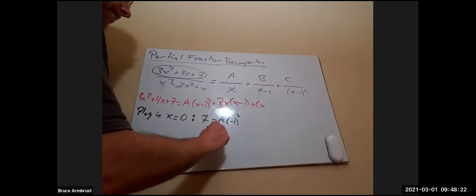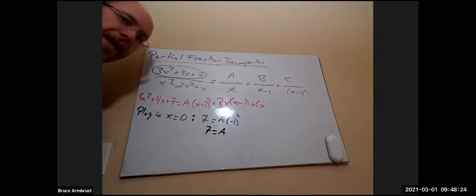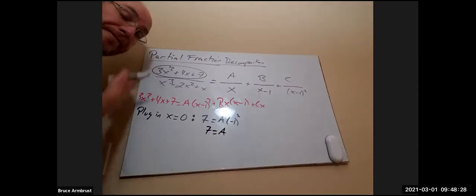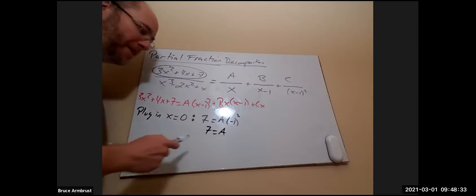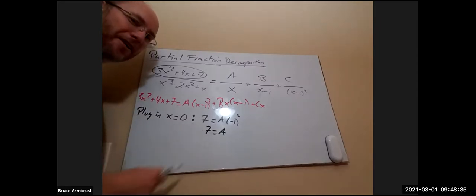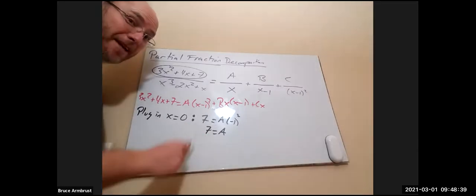Well, lo and behold, a is equal to 7. We saw that the other way too. But there's a equals 7. But notice I didn't do a touch of algebra here. No algebra, just arithmetic. I have plugged in a number.